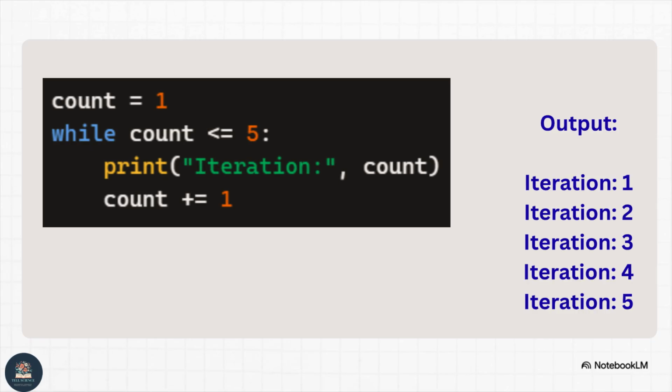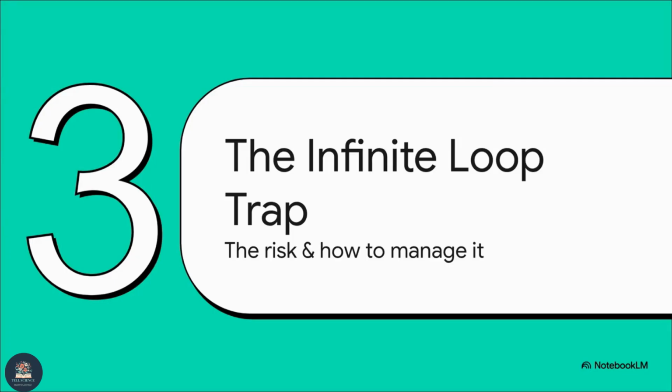And here's what you get, a super clean output. The loop prints the number, then it increments the count, and it just repeats that process. The second count becomes 6, the condition count less than or equal to 5 is no longer true, and the loop stops, exactly when we wanted it to. Perfect.